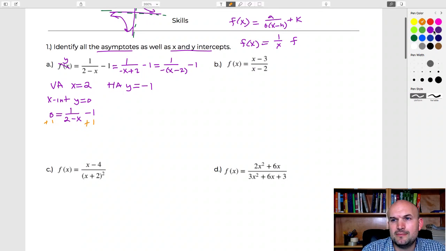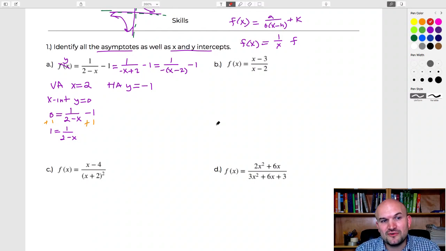And by adding a 1, I'll be left with 1 equals 1 over 2 minus x. Now here's an important skill that comes up a lot. You can see that we have x in the denominator. We have to solve for x. We can't solve for x when x is in the denominator. We have to get x out of the denominator. So to do that, I'm going to multiply by my whole denominator, which is 2 minus x.